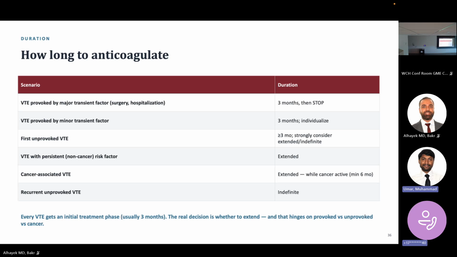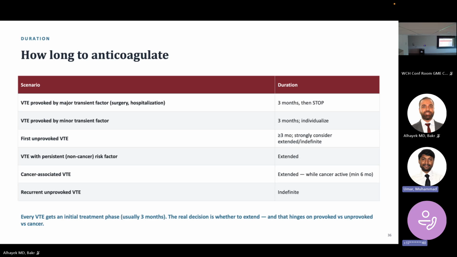Okay, so what's special about cancer-associated VTE? They're always at high risk, always. It's provoked, right? You have cancer. So does the provoked category apply to this? No, because they're always active. If they're not in remission, they're always active.